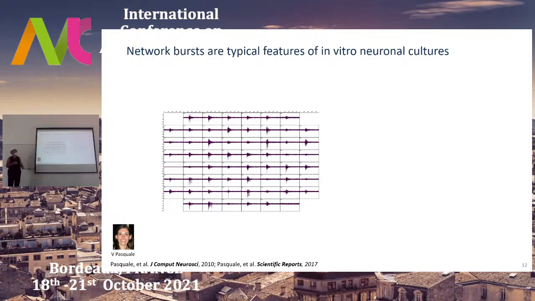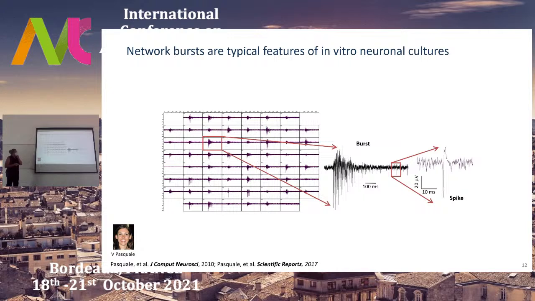each single square here represents 1 second of electrophysiological activity from one electrode. This gives you an overview of 1 second of activity of all the electrodes of the array. We can zoom. This peculiar pattern is called a burst, which is a sequence of spikes, which are related to the action potentials that are fired by the neurons.